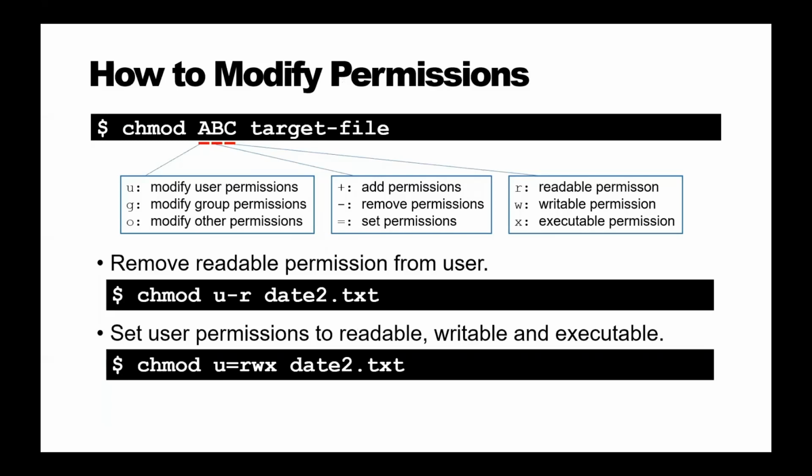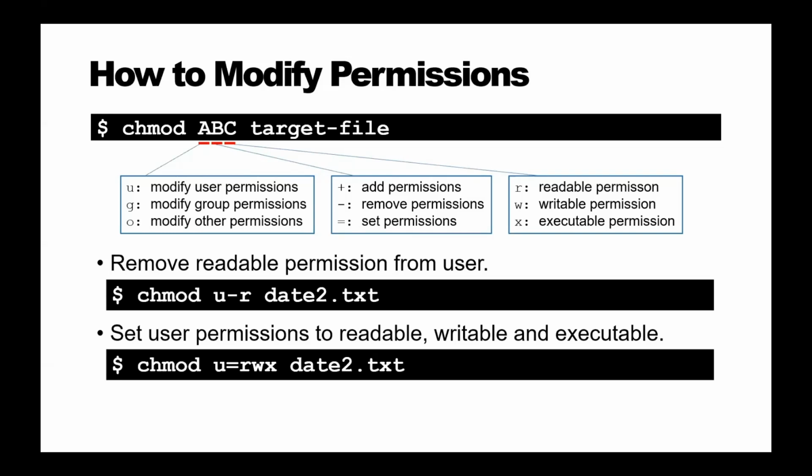Use the chmod command to change permissions. The chmod command specifies A, B, and C sections before the file whose permissions you want to change. In section A, u, g, or o specify which of user, group, and other permissions to change. Section B specifies what change to make.